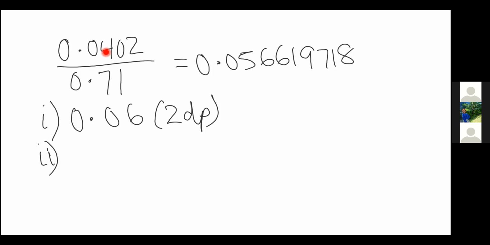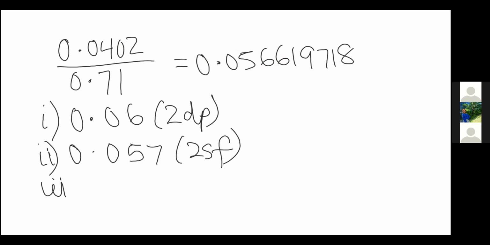So we would have to start here and then continue. Once the 0 is in the middle, that's fine. If it's at the start, that's not fine. We start with our first non-zero number. So that's going to be 1 and 2. There's a 6 after, so we round up. So this is now going to be 0.057, and this is the 2 significant figures.